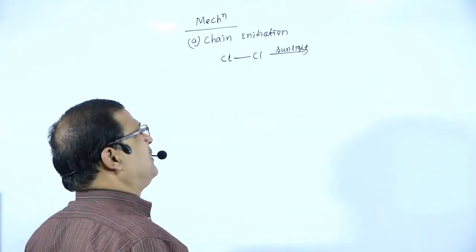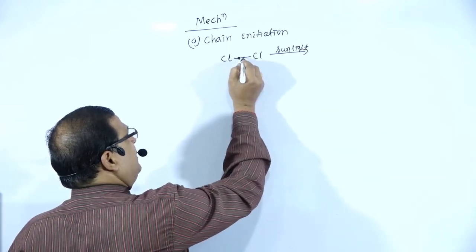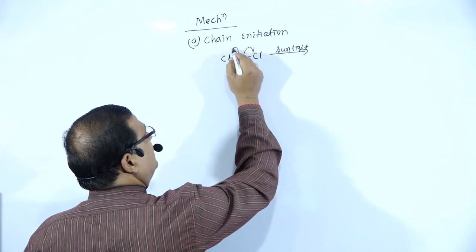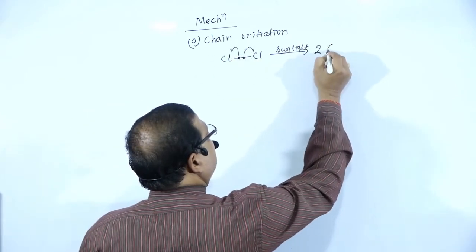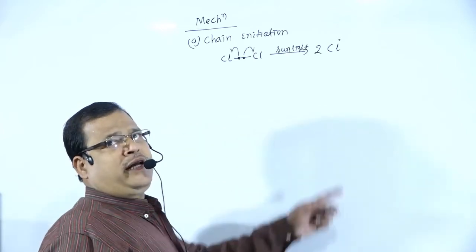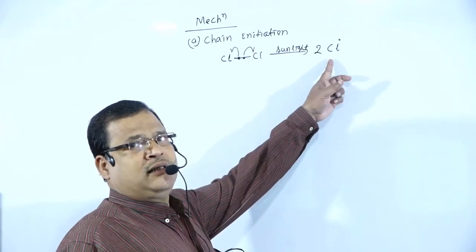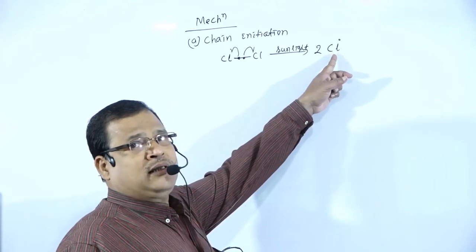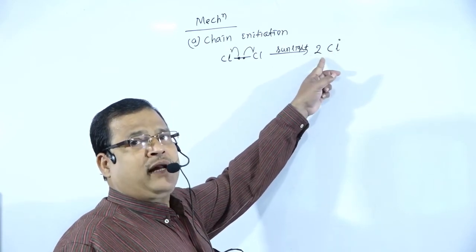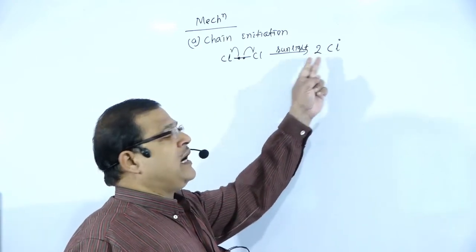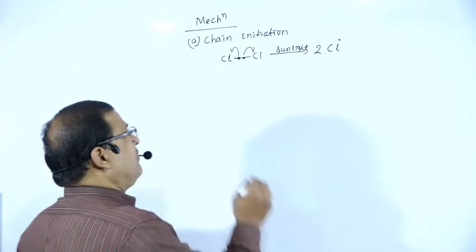In presence of sunlight, there is homolytic cleavage of the bond with the formation of Cl dot, that is a free radical, an odd-electron containing paramagnetic substance. The odd-electron containing paramagnetic substance is known as a free radical, obtained by homolytic cleavage of the bond. So this free radical attacks the bond.